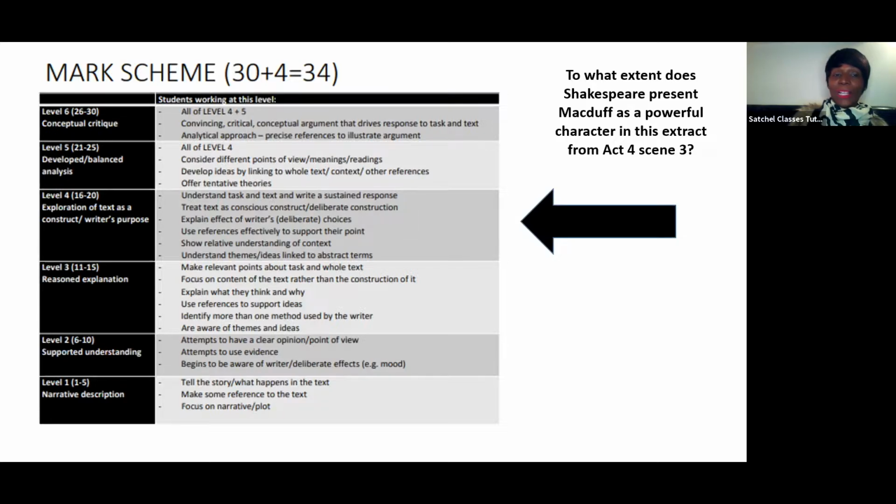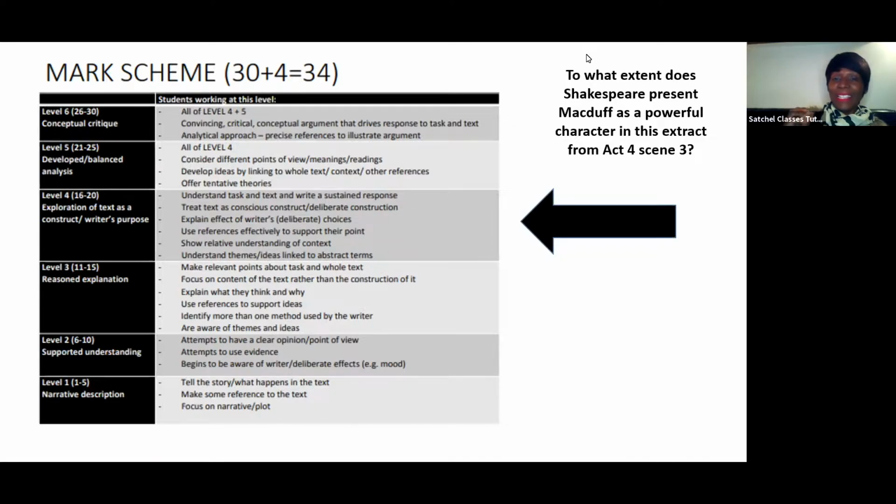Now, in your mark scheme and for your teacher assessed grades, your centre assessed grades or CAGs, you'll be looking at this assessment scheme. So you have 6 different levels, and to achieve a grade 5 or above, you need to make sure that you are working at level 4 or above. Now, what does that mean? It means that you understand the task and the text, so you really understand that this is all about Macduff and is he powerful in this particular extract, and can you relate it to the text as a whole?